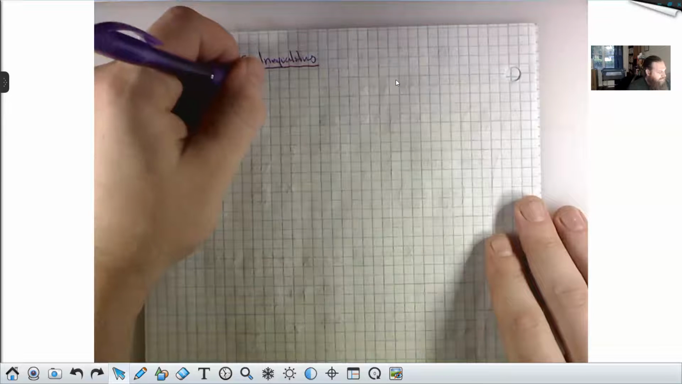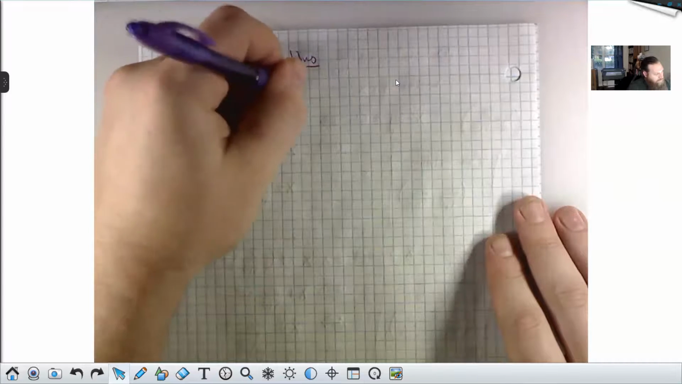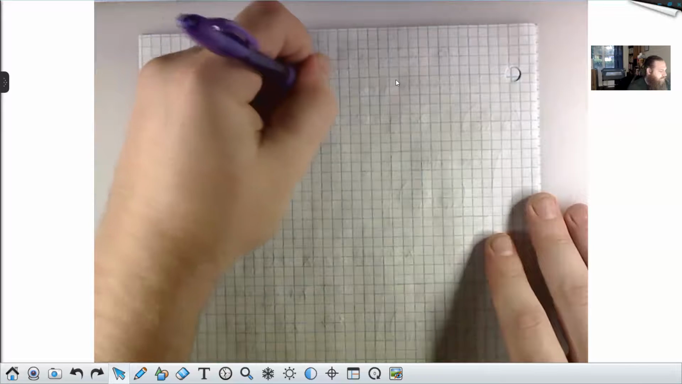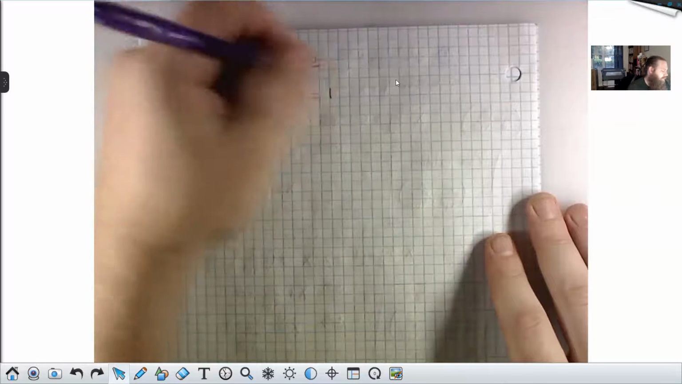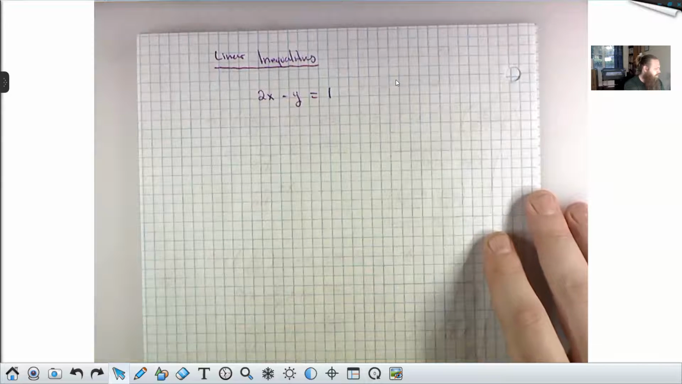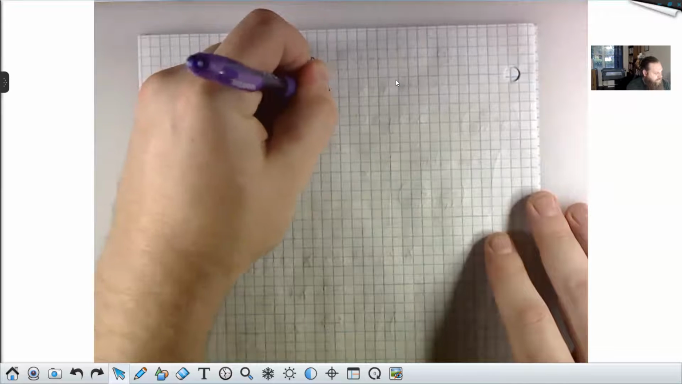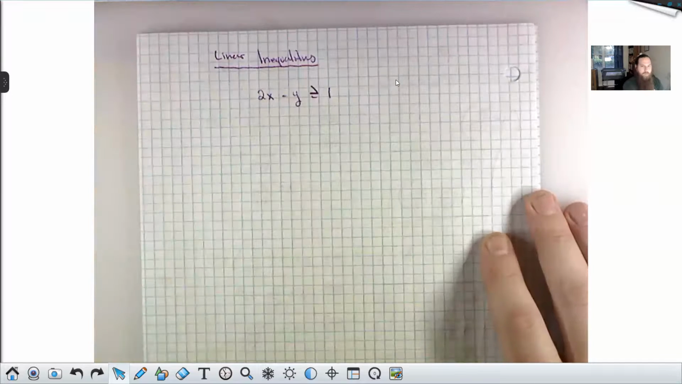So if I have something like 2x minus y equals 1, you know that this is a line. Right? You can put this into y equals mx plus b. The slope of the line here is 2. The y-intercept is -1. But if I change this to a greater than or equal to, what does that do?